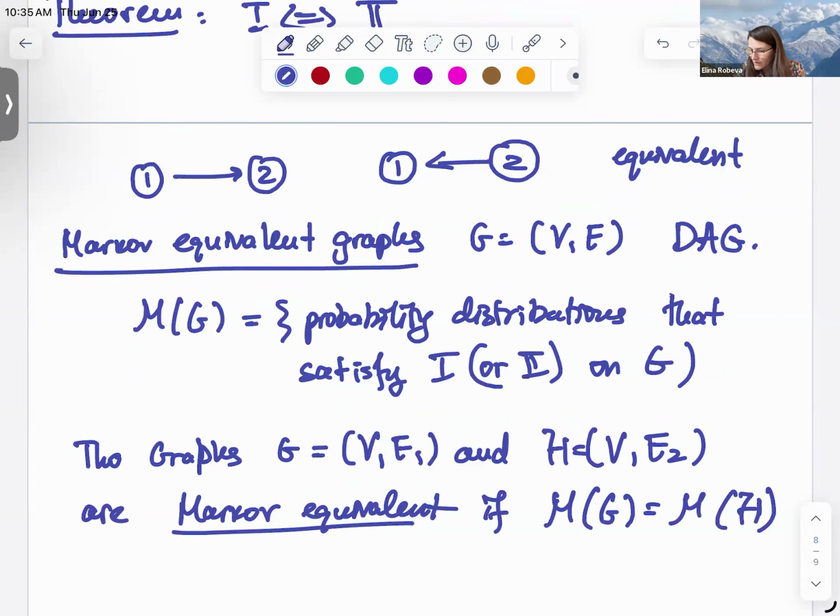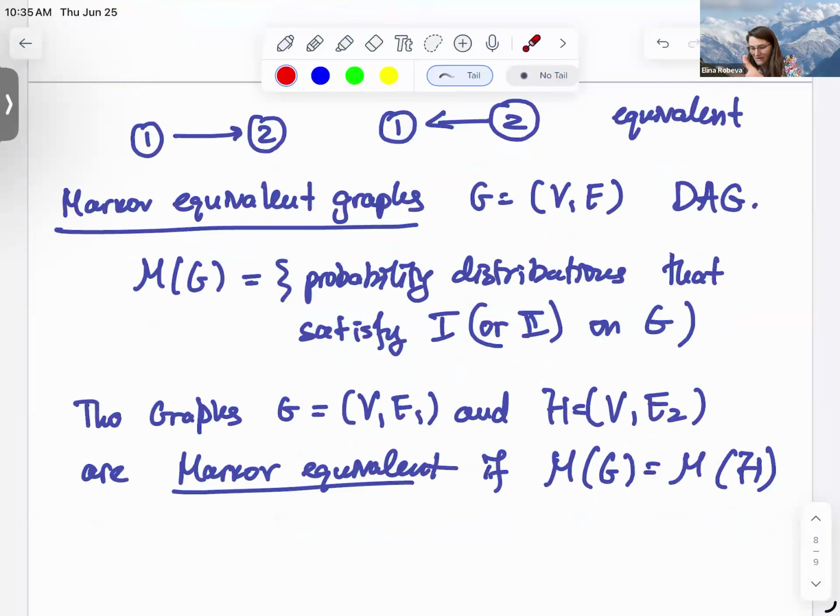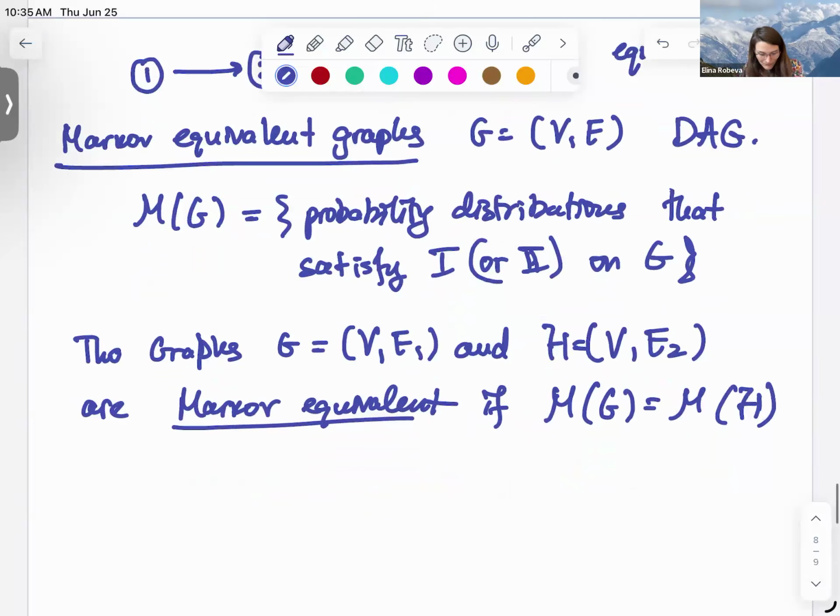Well, as I said, when we have observations, we're going to observe a distribution, like these probabilities, in one of these models. And if the models are the same, we can definitely not tell which graph it is because they each yield the same sets of distributions. So we've observed a member of this set, and it's not clear if it's for the graph G or H.